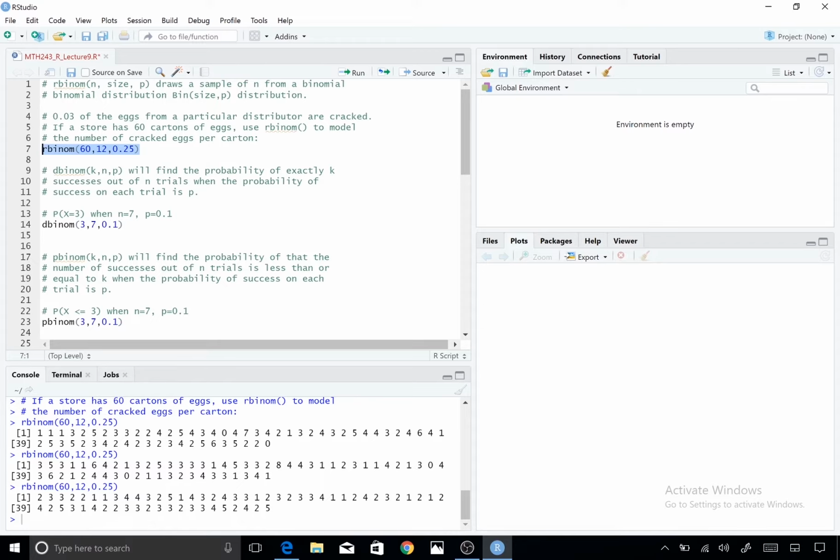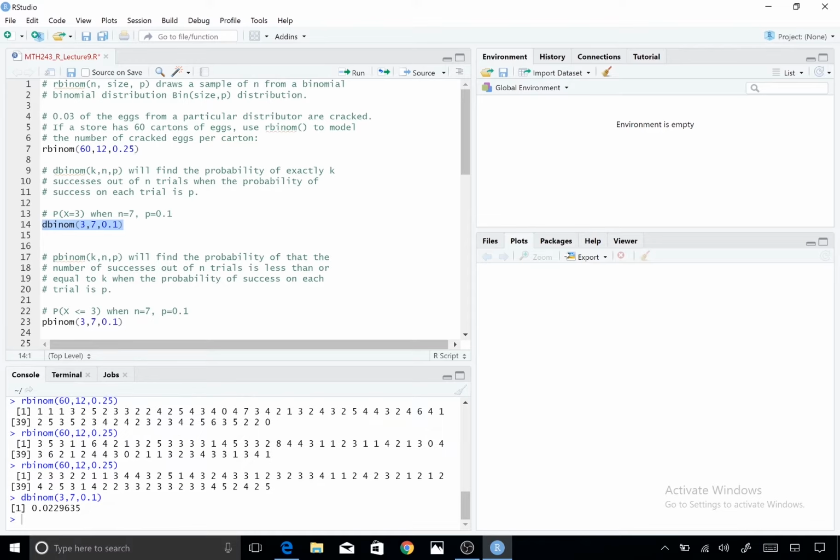dbinom gives me the probability that a random variable equals k. If I have 7 trials, the probability of success is 0.1 for each trial, then the probability of exactly 3 successes is 0.02296.